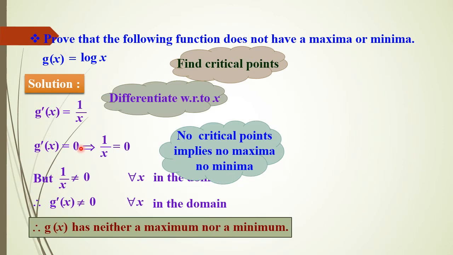Prove that the following function does not have maxima or minima. log x is the function. Differentiate it. f dash of x is 0. So 1 by x equal to 0. What is x equal to again? You cannot get any critical points itself. Therefore here also there is no maximum and no minimum.